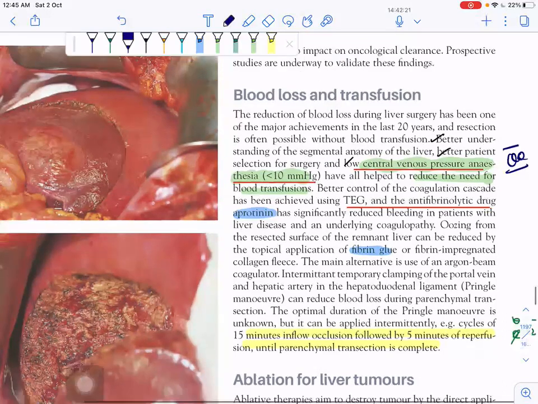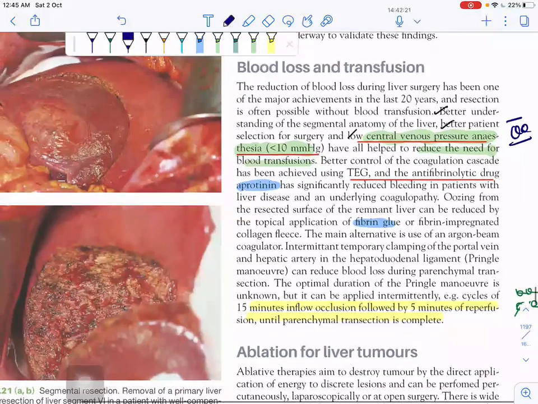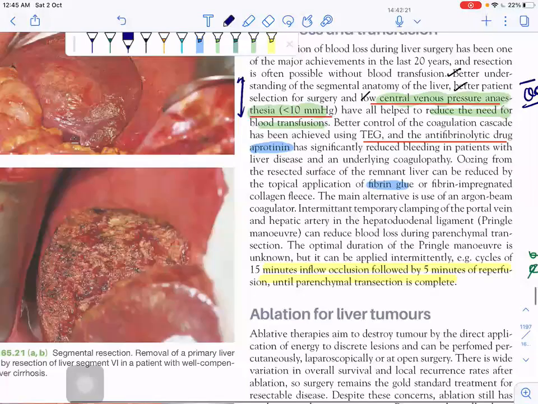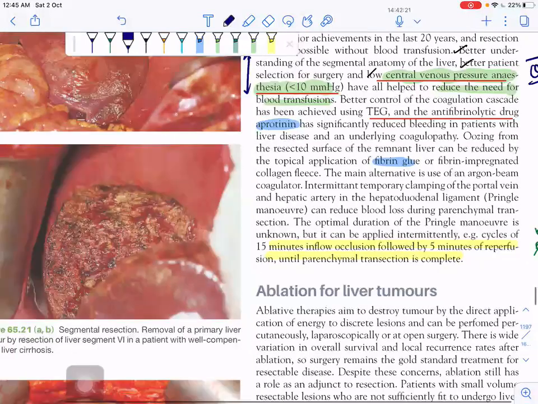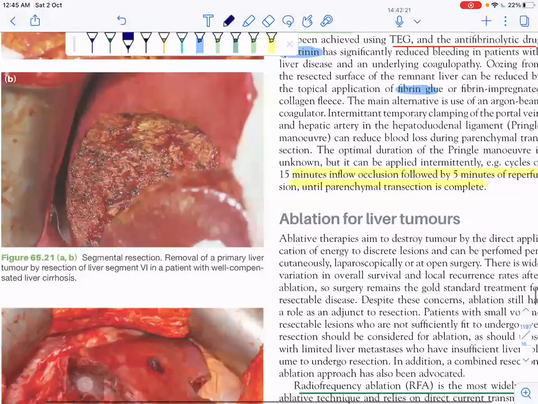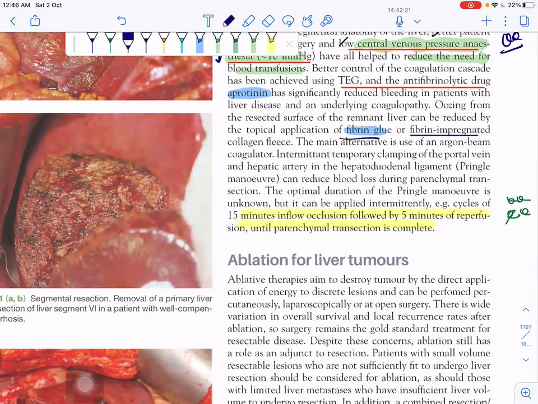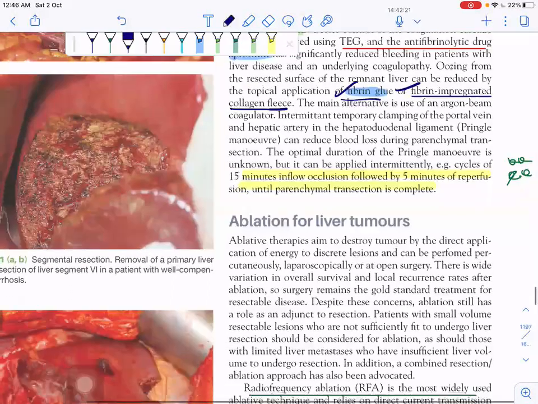Whenever you are trying permissive hypotension in anesthesia, few conditions are there; in that you will monitor CVP. Okay. For better control, the coagulation cascade can be managed using antifibrinolytic drugs like aprotinin. Remember the drug aprotinin. And oozing from the remnant liver can be reduced by topical application of fibrin glue or fibrin impregnated collagen fleece.